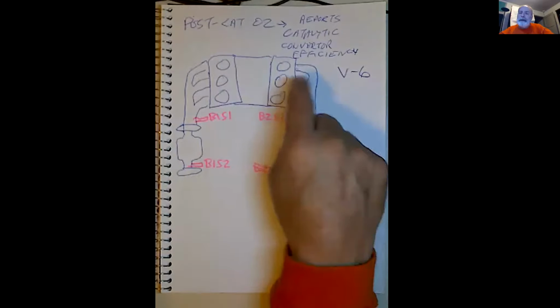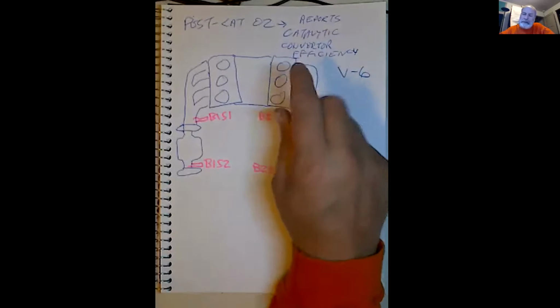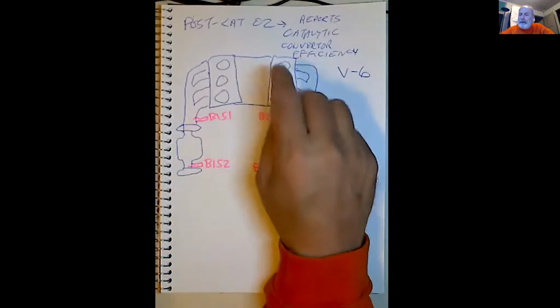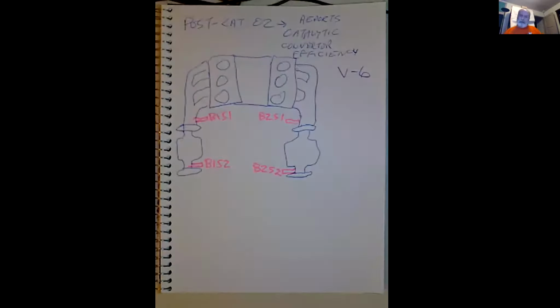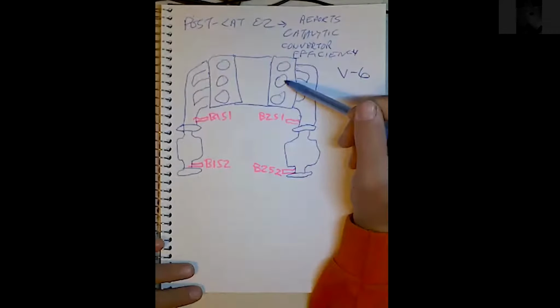Now, the reason they do that is in case you got a vacuum leak over here or a bad head gasket or something like that, they don't want to just give you one signal for the whole engine. They want to split it up so we can do a more precise job of fuel control. Now, for instance, let's say I had a misfire on this cylinder here.